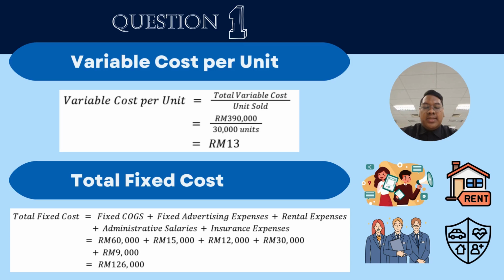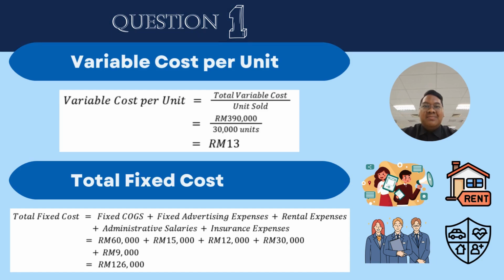Next is total fixed cost. Total fixed cost is equal to fixed cost of goods sold plus fixed advertising expenses plus rental expenses plus administrative salaries plus insurance expenses, and this will be equal to 60,000 ringgit plus 15,000 plus 12,000 plus 30,000 plus 9,000, which is total fixed cost equal to 126,000 ringgit.